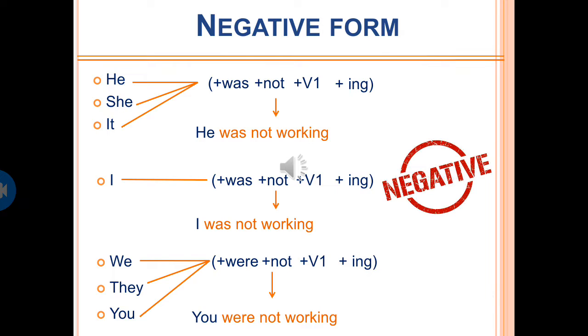Negative form. He, she, it, plus was, plus not, plus verb 1, plus ing. Example, he was not working. I, plus was, plus not, plus verb 1, plus ing. Example, I was not working. We, they, you, plus were, plus not, plus verb 1, plus ing. Example, you were not working.